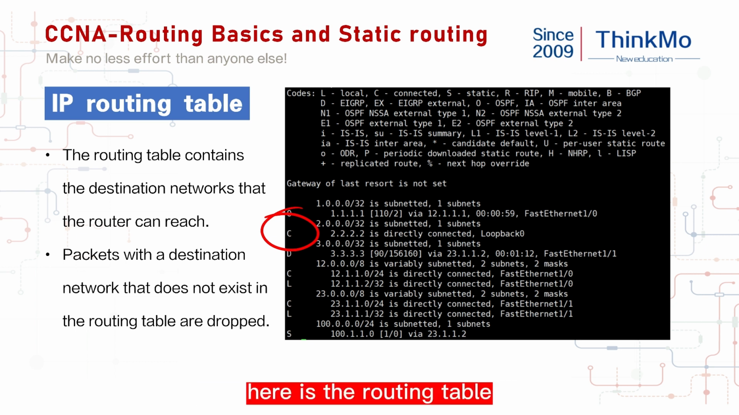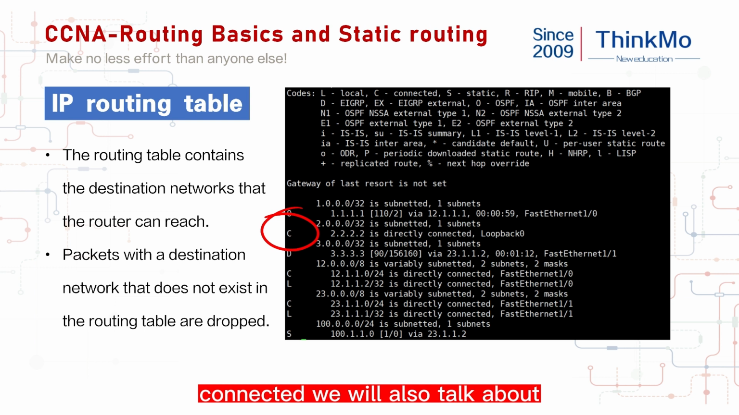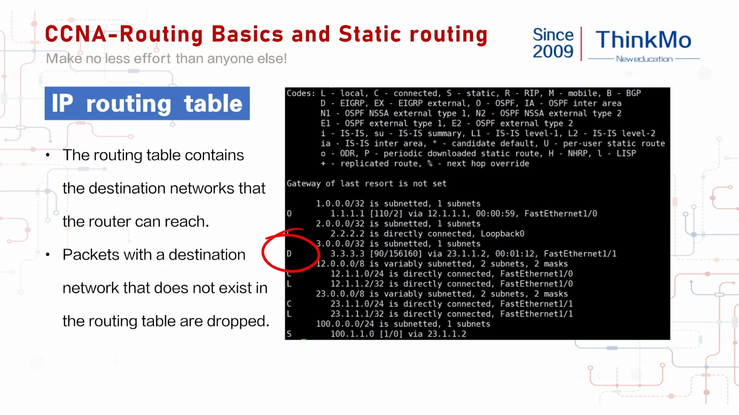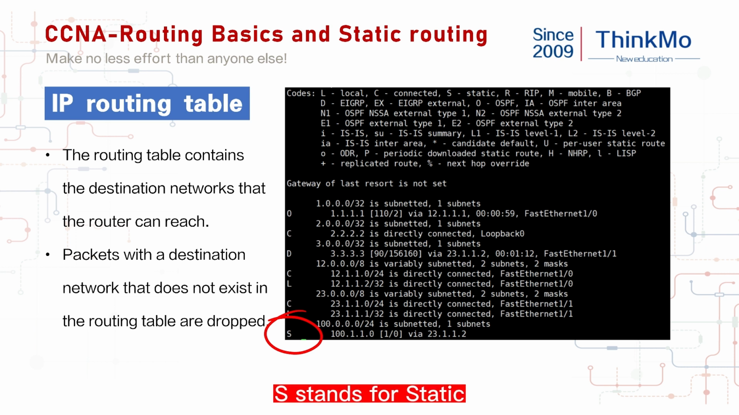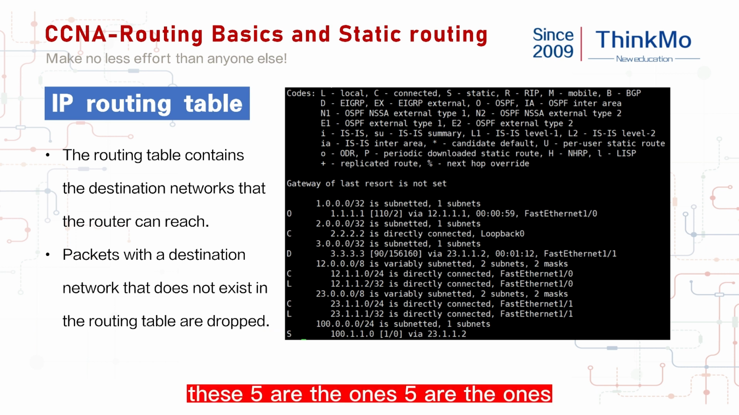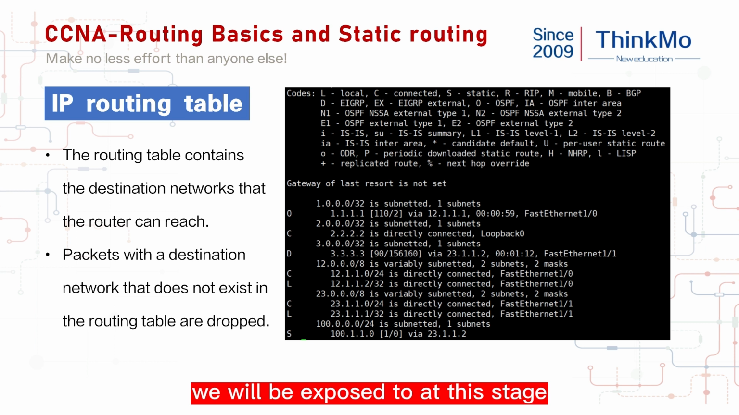Here is the routing table. Then, in this table, there are a few important points that need everyone's attention. OSPF we will talk about in NA. Connected we will also talk about. D stands for EIGRP. We will also talk about this. L stands for local. S stands for static. These 5 are the ones we will be exposed to at this stage.